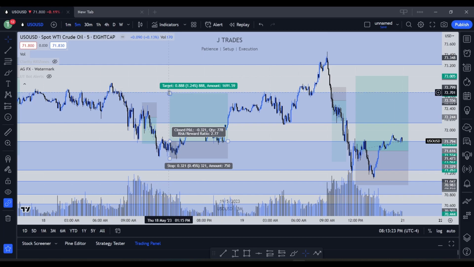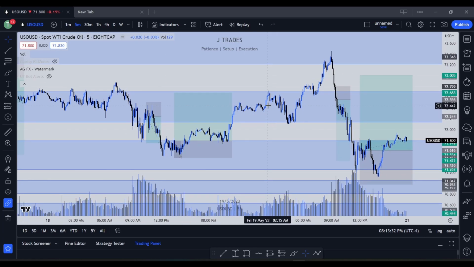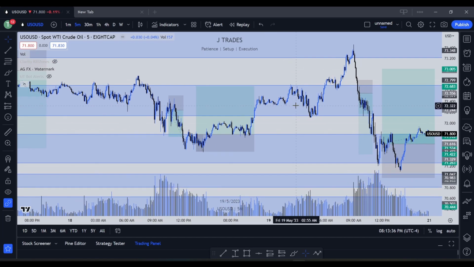Okay, of course, it depends on where you enter. As you can see, I could have got double the reward essentially. But again, what happened already happened. It's too late. So just going to go over that real quick.